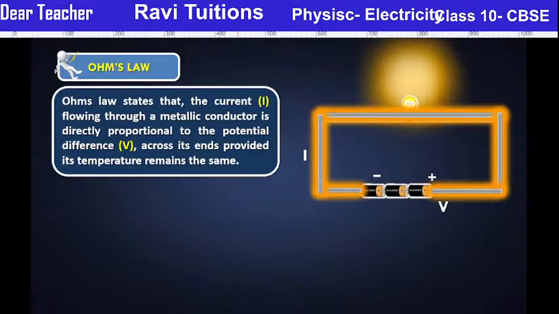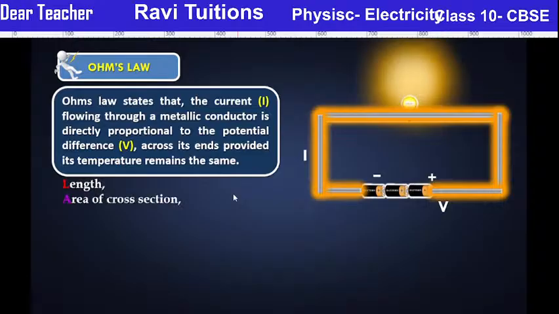So when you connect three cells, that means a battery, more potential difference. Every cell will create a potential difference, right? So then the glow is very high. So I is directly proportional to V. This is Ohm's law. Okay.